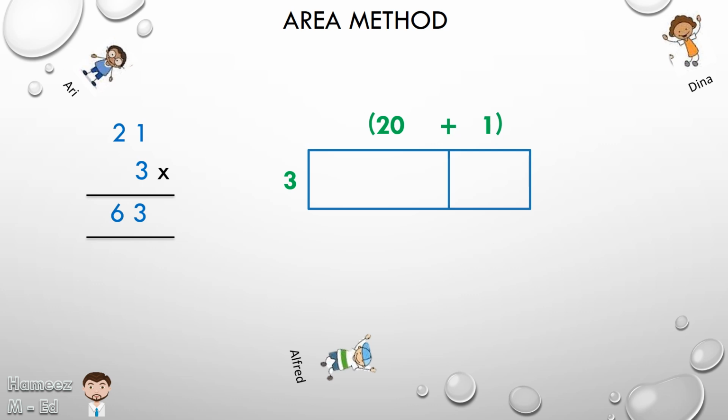So when we find the area of the rectangle on the left hand side, that is 3 times 20, that will give us 60. And the area of the rectangle on the right hand side will be 3 times 1, which is 3. And that gives us our solution of 63.